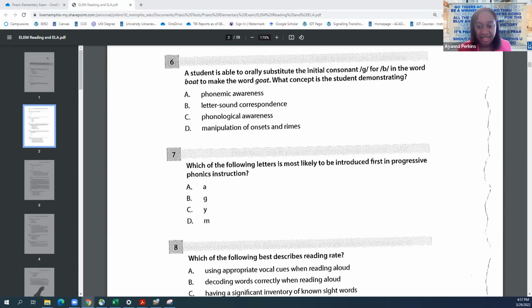Does that make sense? It does. When I initially came across this question, I also chose D because I felt like they're changing the onset and they rhyme together. But ultimately, it really shows a student's grasp of phonemes, and hence the phonemic awareness. So the next question that we'll discuss is 7.